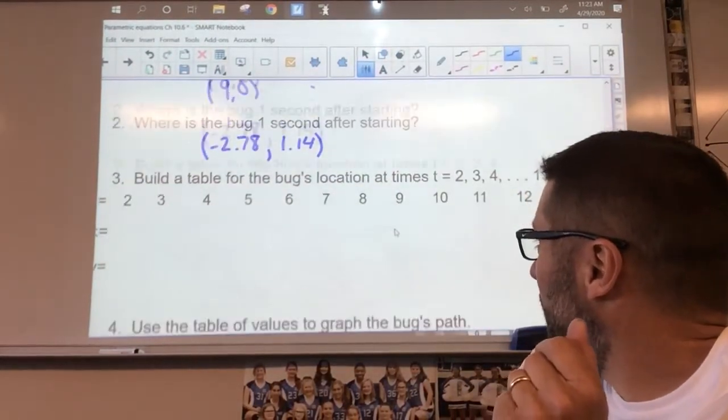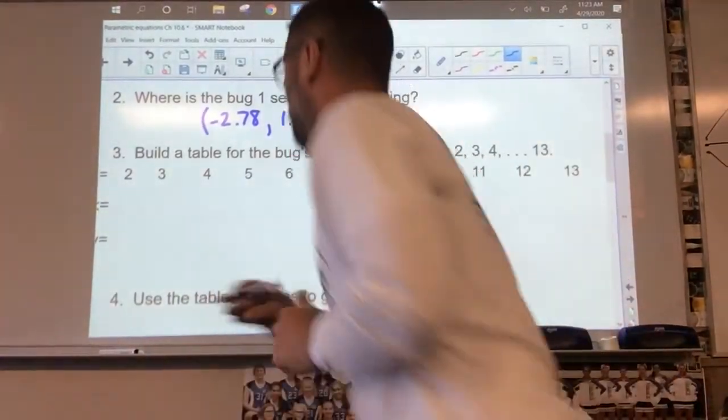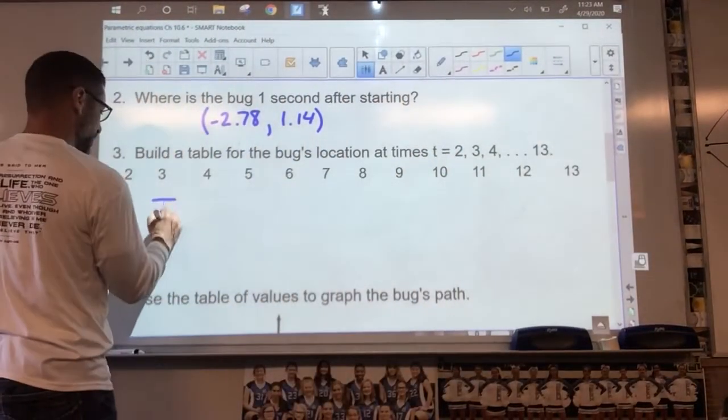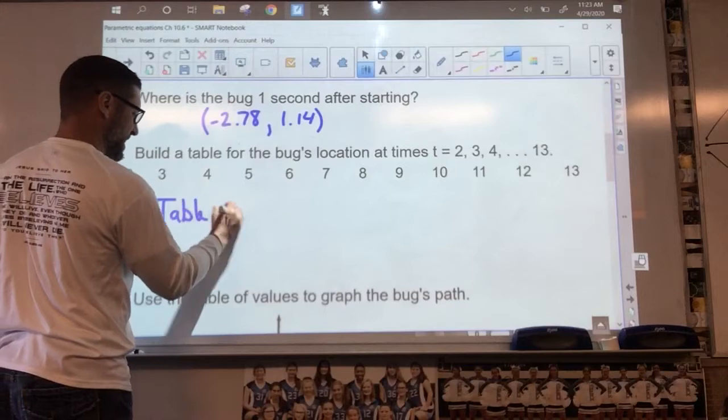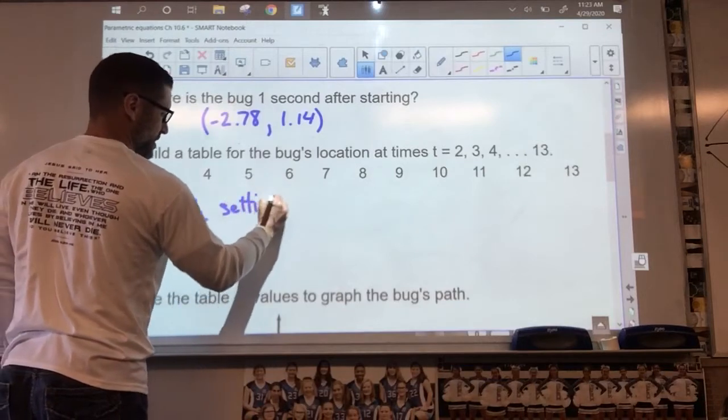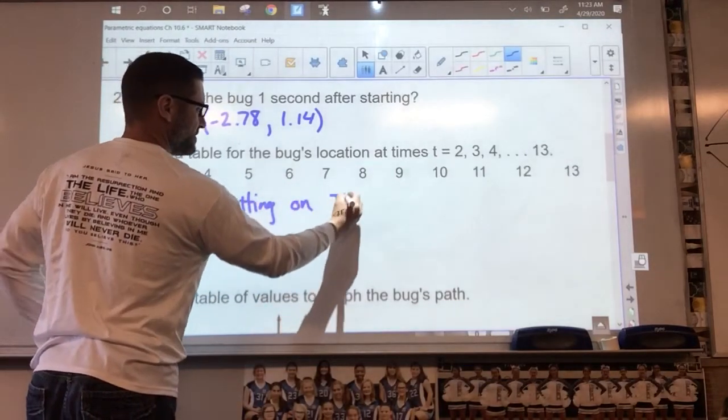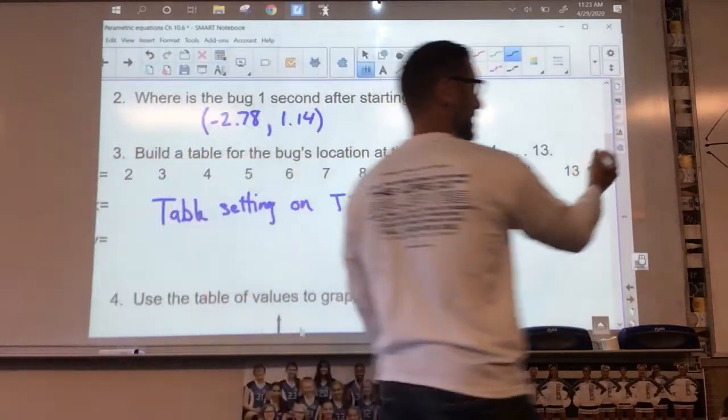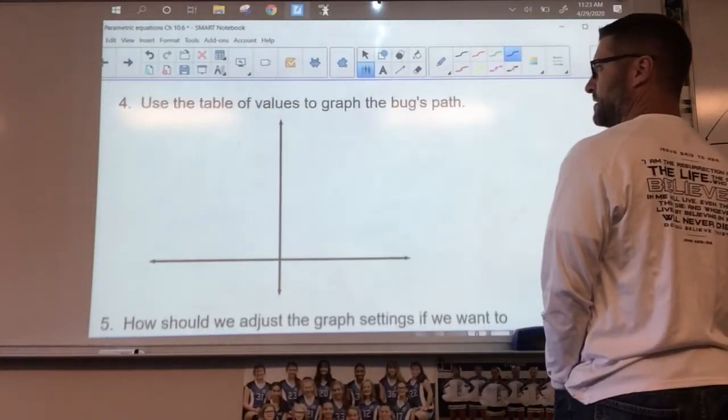So build a table for the bug's times. I'm just going to put here: table setting. Table setting on my TI will actually figure out what that is.